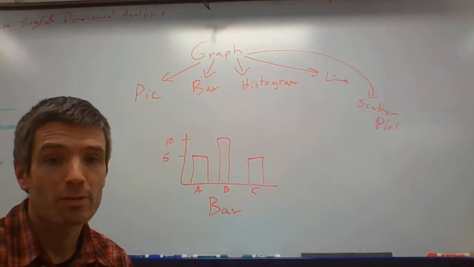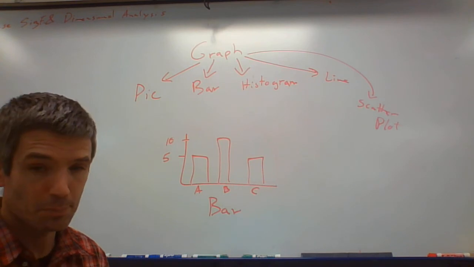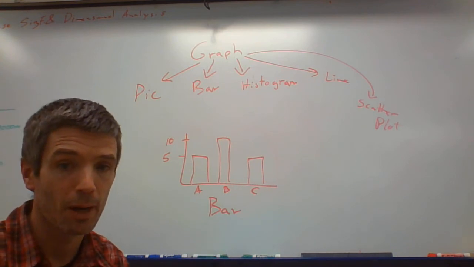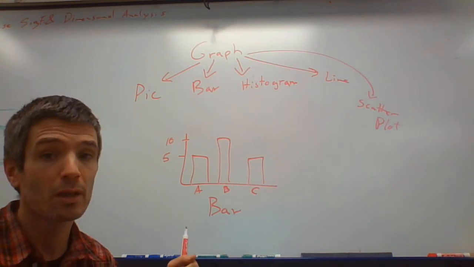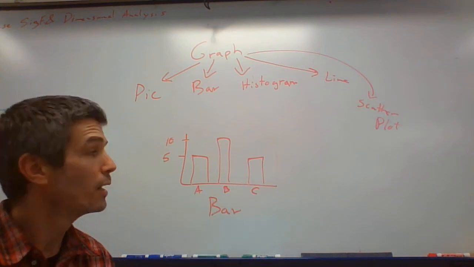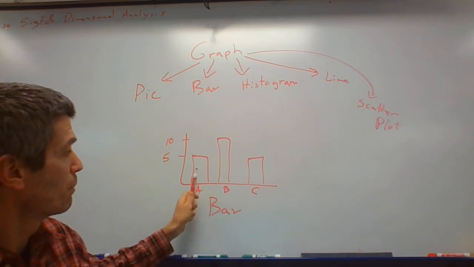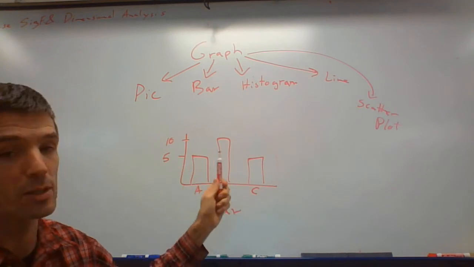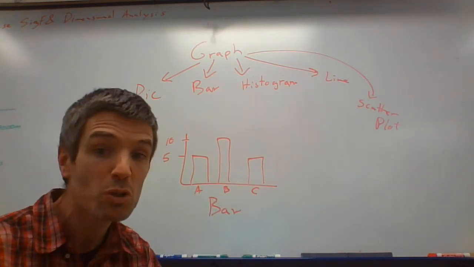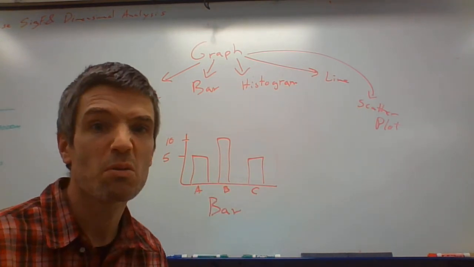The second type of graph is a bar graph, and a bar graph is like a pie graph in that it's categorical as well as quantitative, but this is meant to compare different things to each other to represent which one was the best, which one was the most frequent, which one was the funniest.